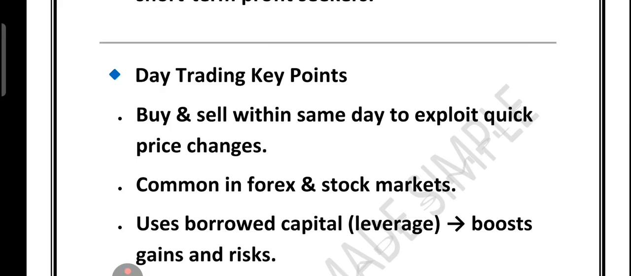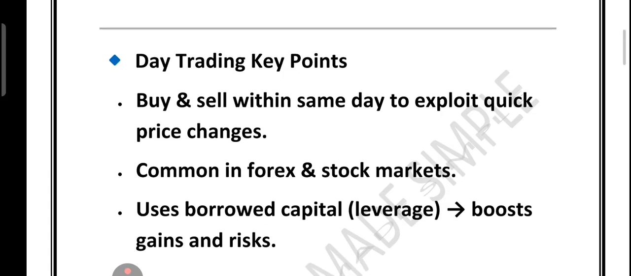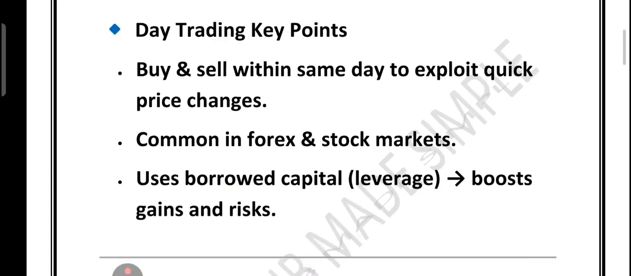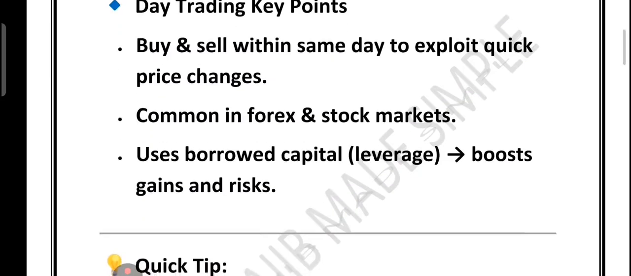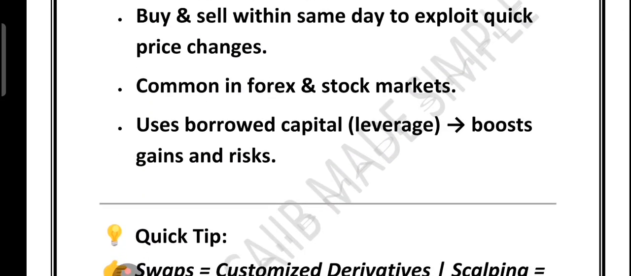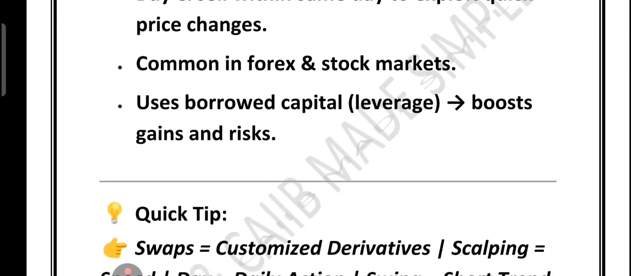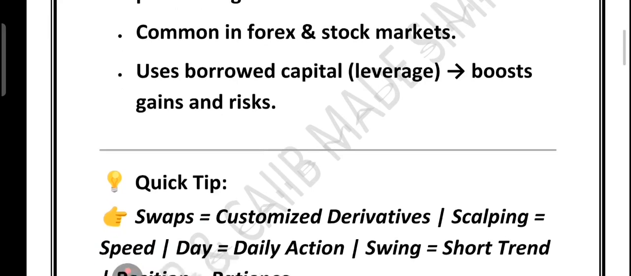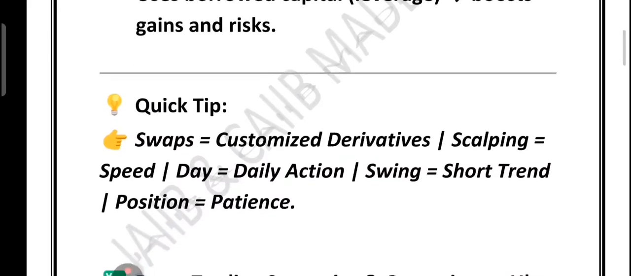So day trading means you are buying and you are selling within the same day. You enter and exit a trade before the market closes. The goal of day trading is to make quick profit from a small price change that happened during the day. The day trader often use high leverage. Yes, this is the key advantage. They use high leverage. What is the meaning of high leverage? It means they borrow fund to take larger position. And this can increase profit, but it also increases the risk if the market moves the other way. You will mostly see day trading in Forex and the stock market where price moves frequently.